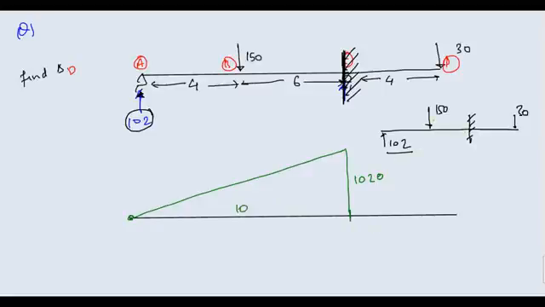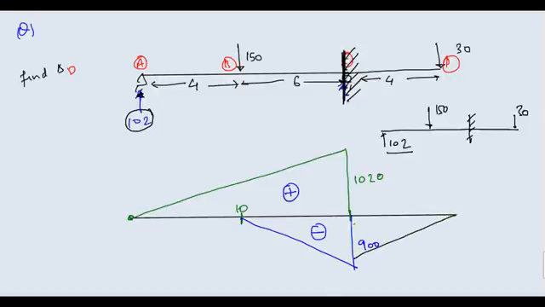Come back to this 150 force. It is applied somewhere here, so it will again be linear. It will go like this. What is this value? 150 into 6, I think it is 900. Mind you, it is negative and this one is positive. Now come to this 30. It is again negative. 30 into 4 is how much? 120. So this value is 120, again negative.